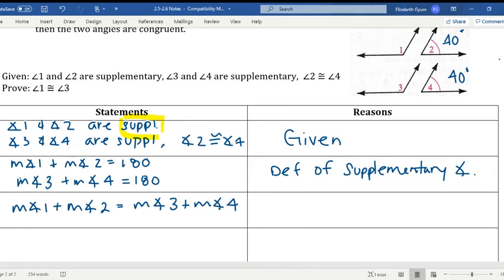Very good. Yep, they both equal 180. Therefore, we can set them equal to each other. And what would be an appropriate reason? The transitive property would definitely be appropriate. Could you also say substitution here if you preferred? Sure, whichever one, again, is more logical to you. I have a tendency when they both equal the same thing to use transitive. That's what my brain goes to. Okay, good. So now, Julia, what can we do?